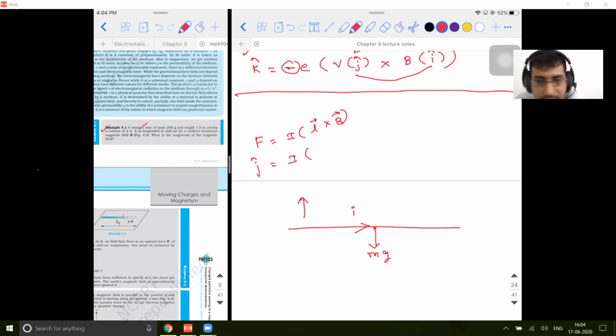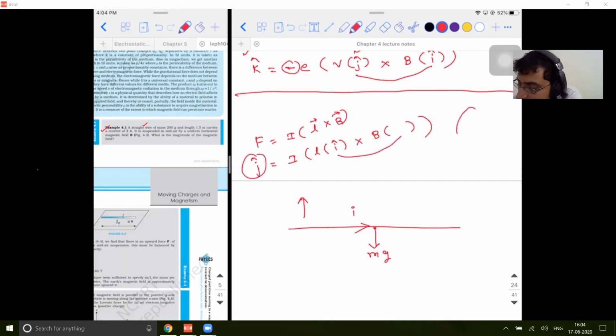So L is already in the direction of I cap. I cross B should be in which direction? I cross something should give me J cap. Minus K cap. So I, J, K: I cross K will give me minus J, so I cross minus K will give me J. I hope you got the logic. That is why if you see your textbook, they have done the same thing.